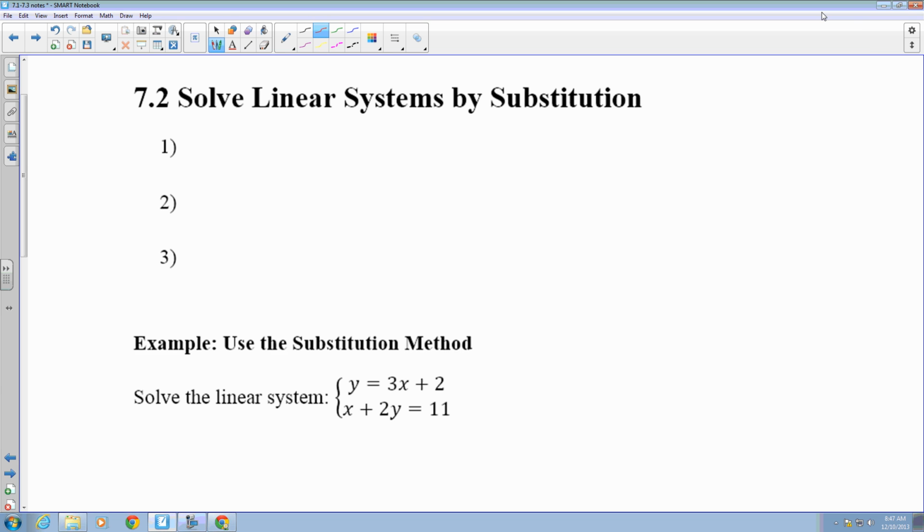Second section in chapter 7 is about solving linear systems by substitution. Just like when we graphed and found the intersection point, this is just going to be done algebraically. So our steps are to solve one equation, there's always going to be two, for one of the variables. There's always x and y, it doesn't matter which one you solve for. One variable.